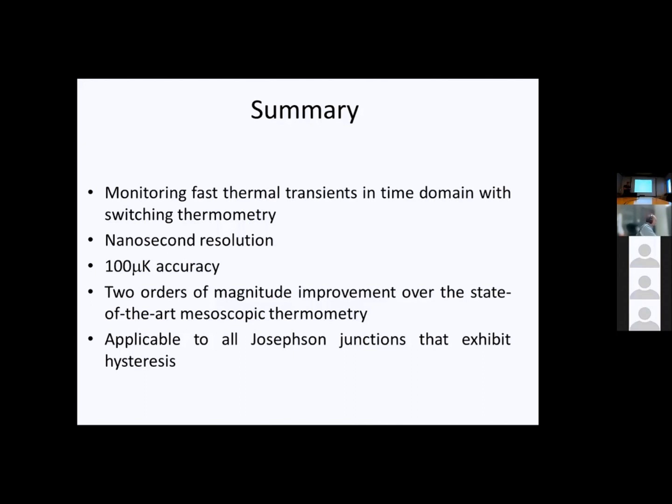So the end point is that I think this method of probing with pulses has huge potential and can offer us a lot of interesting experiments, many of which I'm currently doing. Hopefully next time I'll be able to share them with you also. Okay, thank you very much.